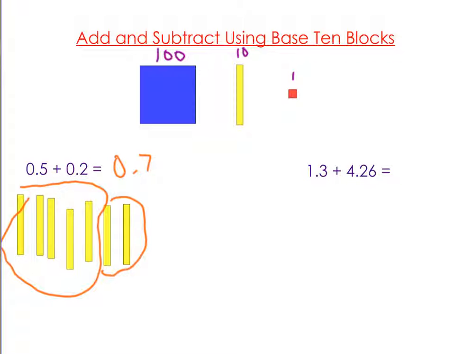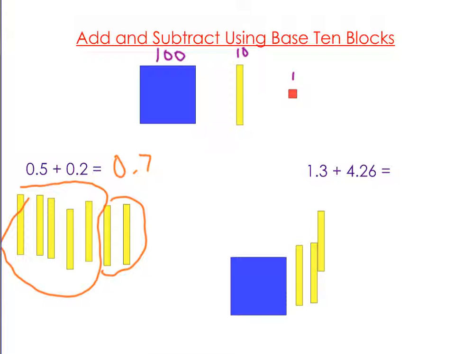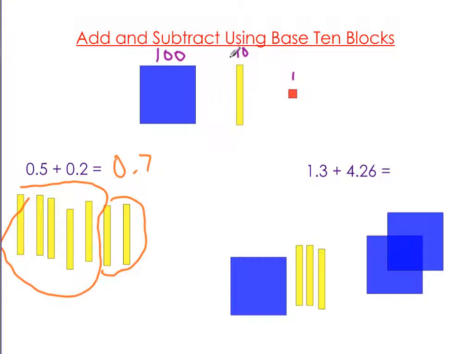Now with the whole number 1, that would be 1 whole, we will take one of these blue ones to represent the 1 whole. And then we have 3 tenths, so we're going to need 3 tenths. 1, 2, 3. So there's 3 tenths. So this here represents 1.3. Now we have 4 wholes, so we're going to need 4 of these blue ones. 1, 2, I'm going to lay them over each other like this. 3, and 4.